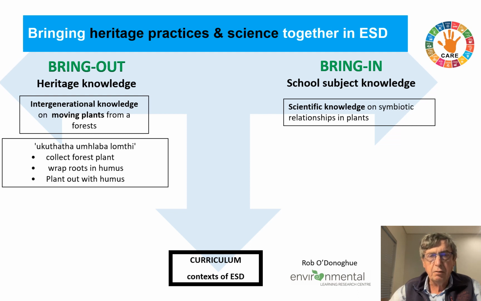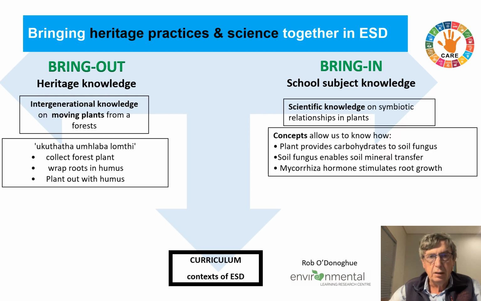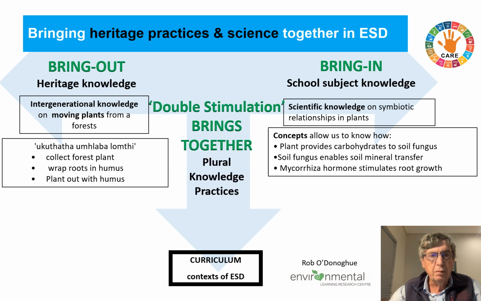the symbiotic relationship between the plants in the soil. And here, the scientific concept allowed us to look at how carbohydrates from plants are provided by plants to the soil fungus. The soil fungus enables the soil mineral transfer, and the mycorrhizal fungus has a hormone that stimulates root growth. So what we were able to do was looking at this sort of double stimulation process of bringing together these plural knowledge and knowledge practices.